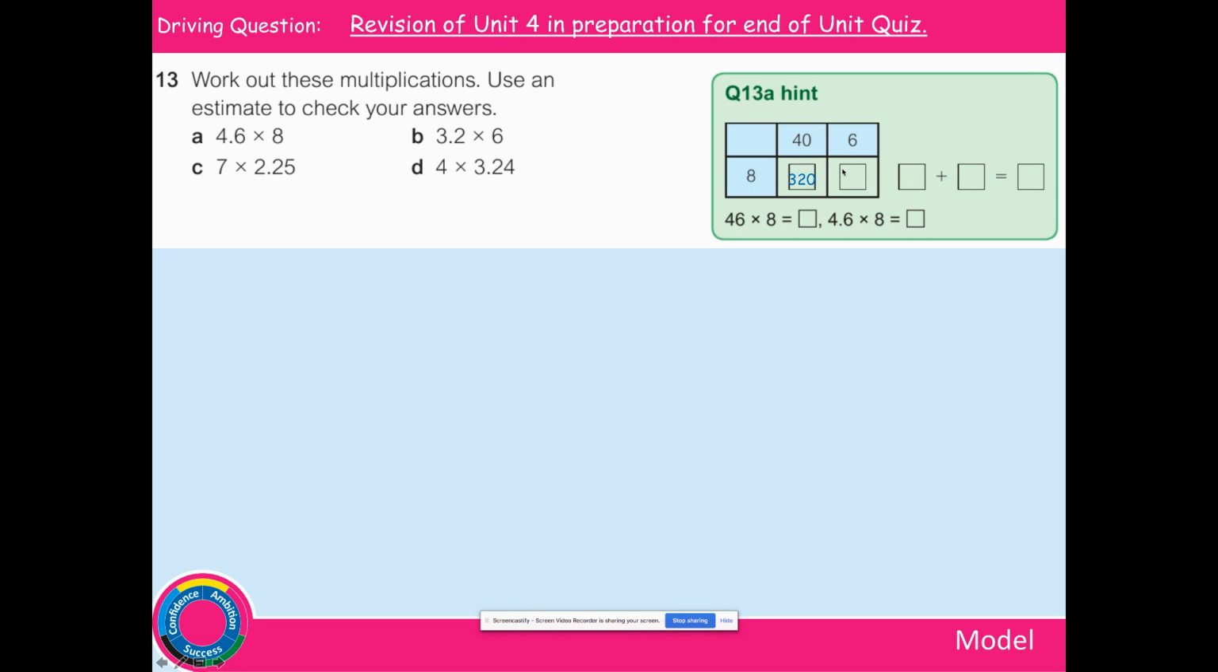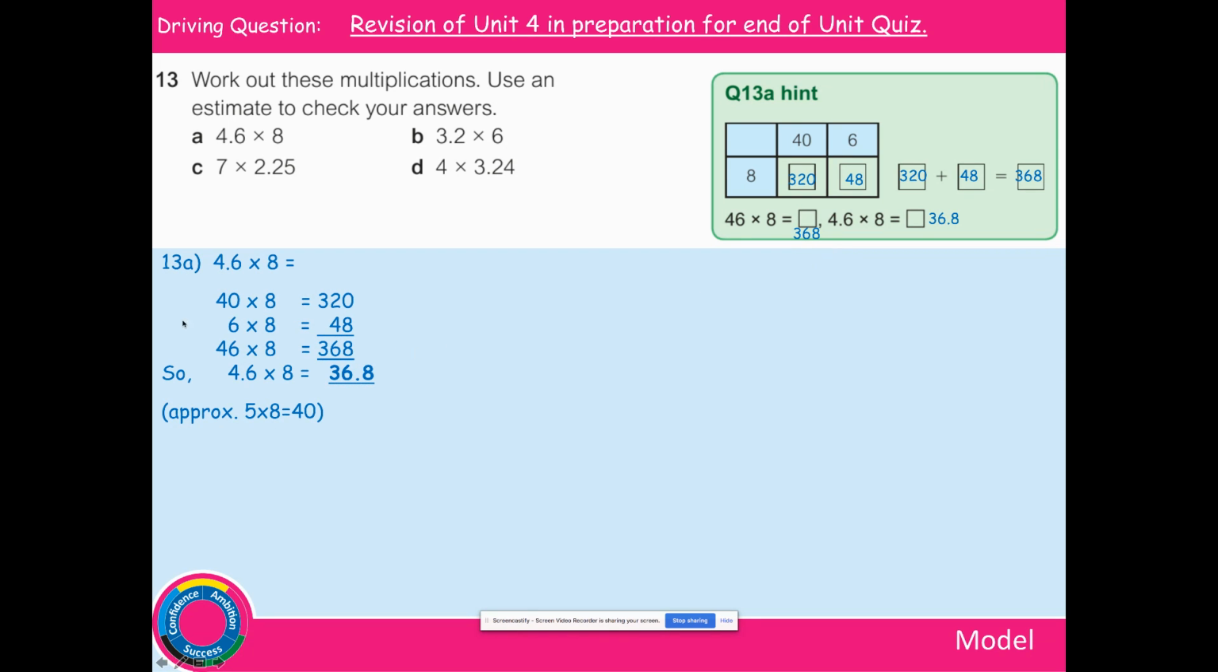6 times 8 is 48. So we've got 320, add 48, equals 368. So 46 times 8 is 368, but it's not 46, it's 4.6. So we've got to divide our answer by 10. So the 3 is going to go here, the 6 is going to go here, and the 8 is going to go into the decimals. So our answer is 36.8.